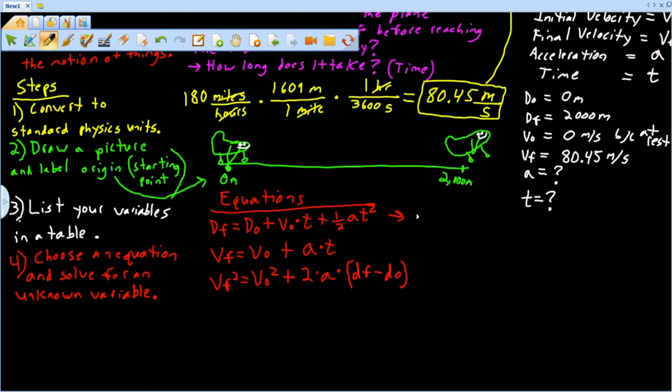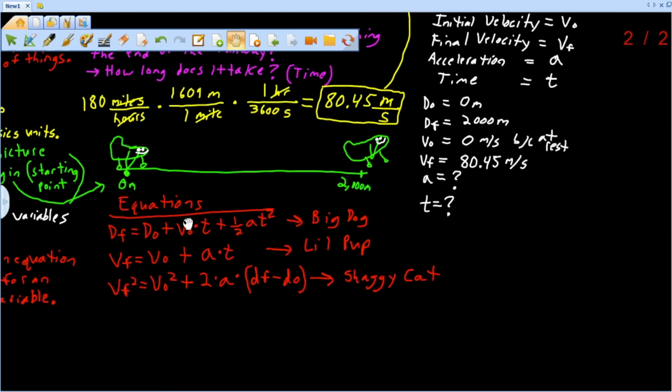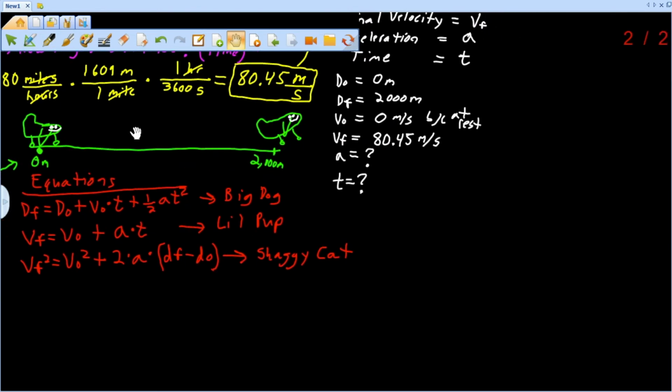We're going to go ahead and name these equations, our first one being called Big Dog. The reason being, it's the equation that we're going to use most of the time. Our next equation is going to be called Little Pup, and that's because it's our smallest equation. Our last equation is called Shaggy Cat, and that's because it's terrifying. It has a squared, it has a parentheses, it's got some minuses, some pluses, so we really want to make sure that when we are using this equation, we're using it with caution and we're following order of operations.